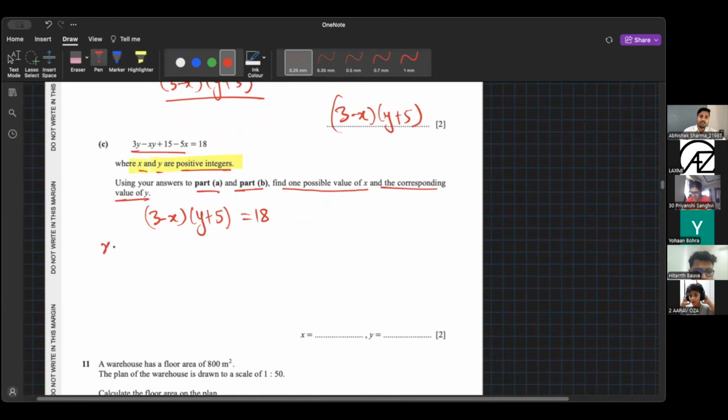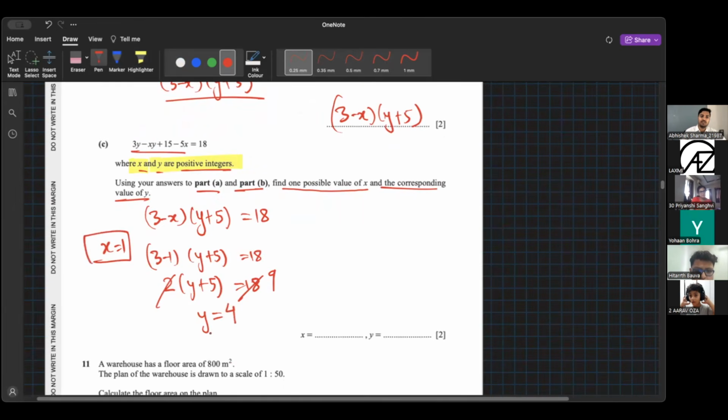Let's say I am taking x equals 1. So 3 minus 1 times y plus 5 is equal to 18. 3 minus 1 is 2. 2 times y plus 5 equals 18. So y plus 5 will be 9. So y will be 9 minus 5, that is 4. So when x is 1, y is 4.